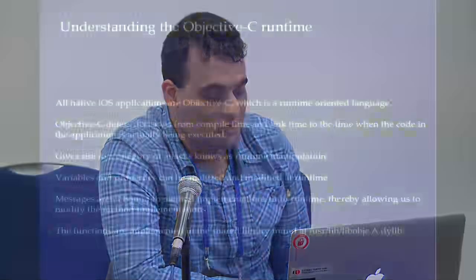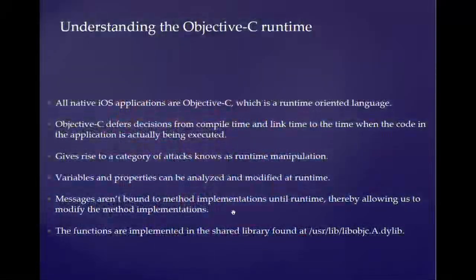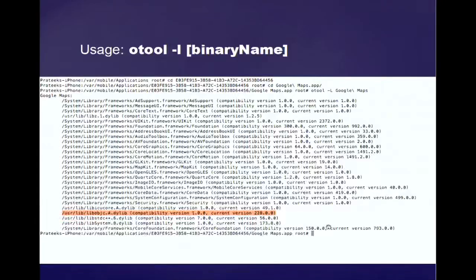This is what we call runtime manipulation. Just like you can switch methods, you can also switch different variables. So you can change different properties and variables during runtime. Now this is the main issue: messages aren't bound to method implementations until runtime, thereby allowing us to modify the method implementation. And these functions are implemented in this shared library that you can find using otool.